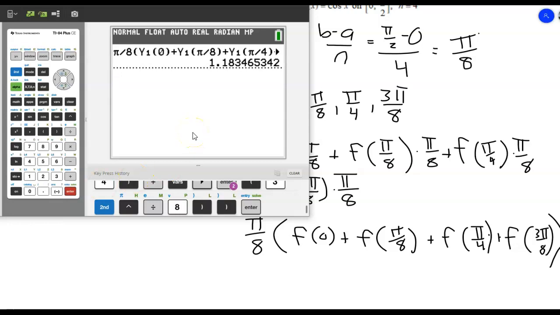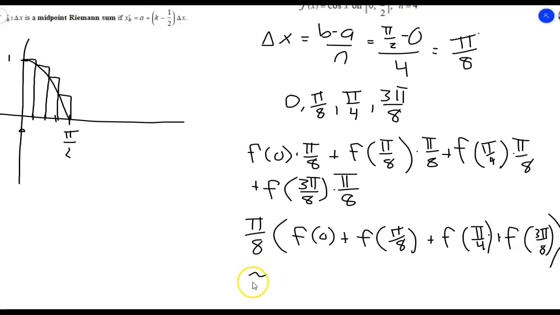So we get about 1.183. So this approximation is about 1.183. That was a lot of work. Now, if I were to use the right side, then instead of starting with f of 0, I'm going to start with f of pi over 8, and I'm going to end with f of pi over 2.